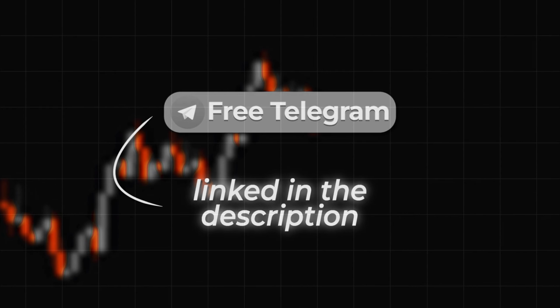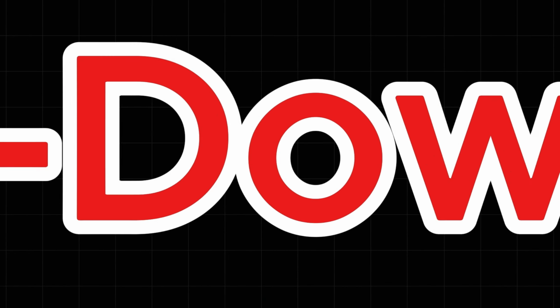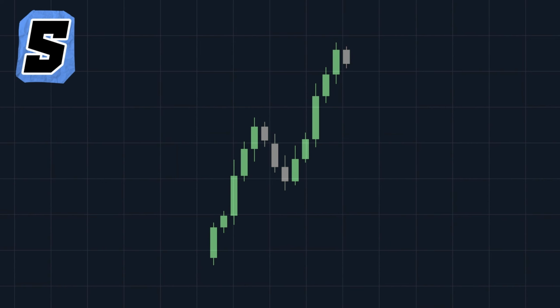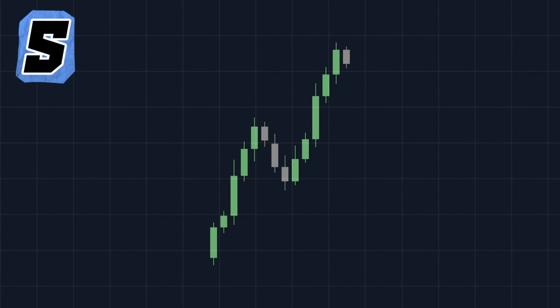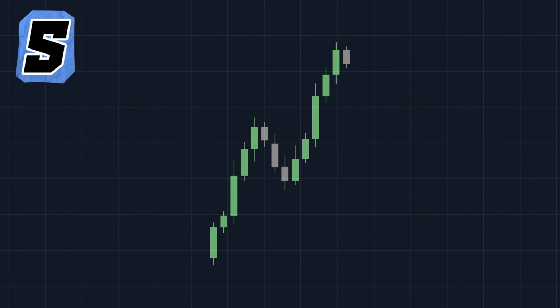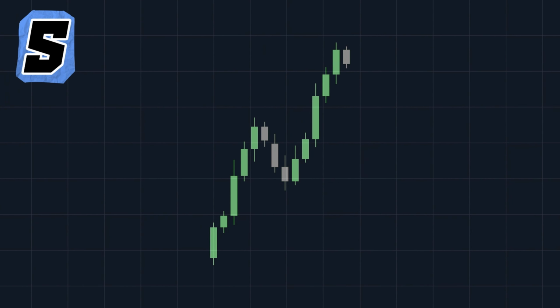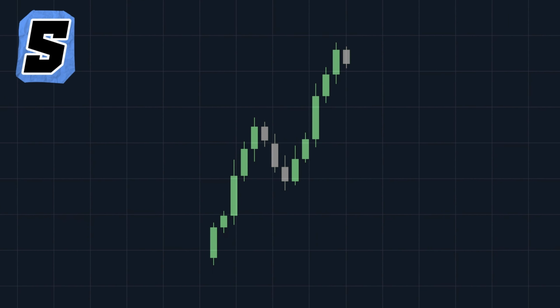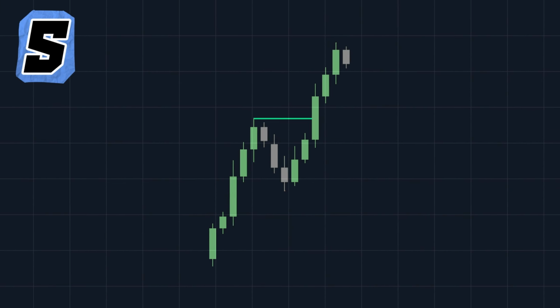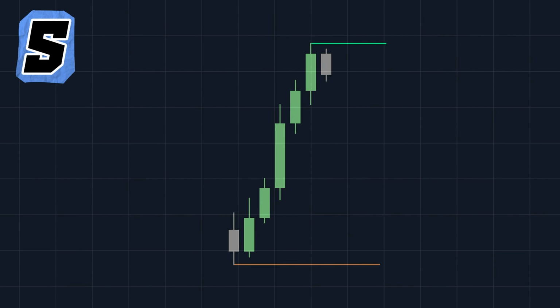Now, back to the strategy, which is that we should be using top-down analysis when looking for our trade setups. We'll demonstrate this by analyzing this segment of a chart on the 4-hour time frame. So firstly, we want to know which direction the current order flow is moving in, which we can see as bullish because we have this break of structure through the previous buy-side liquidity. So this means we should be looking to buy from somewhere within this range.